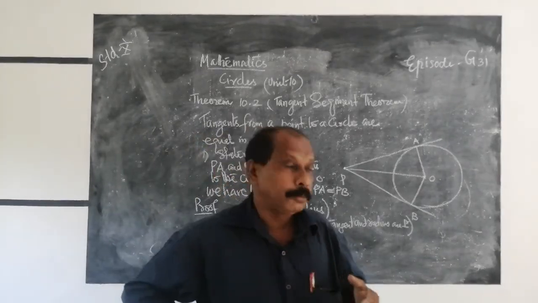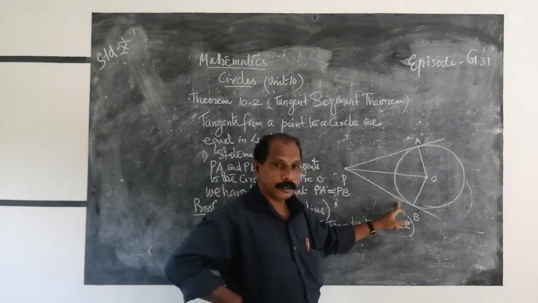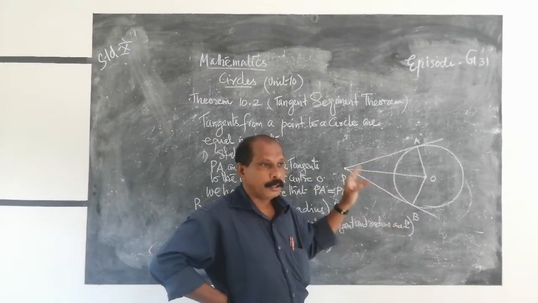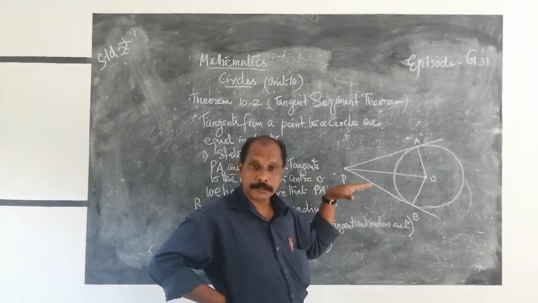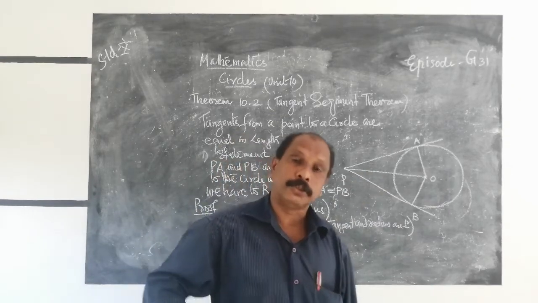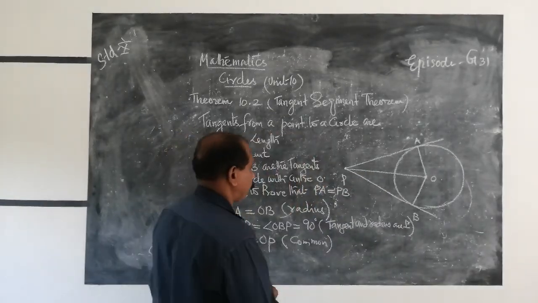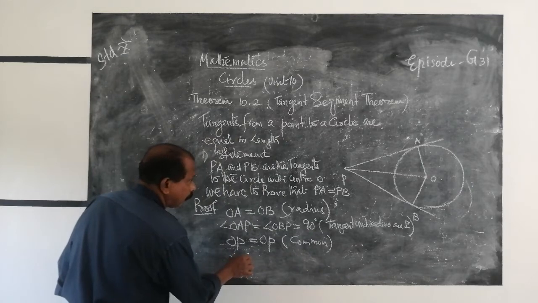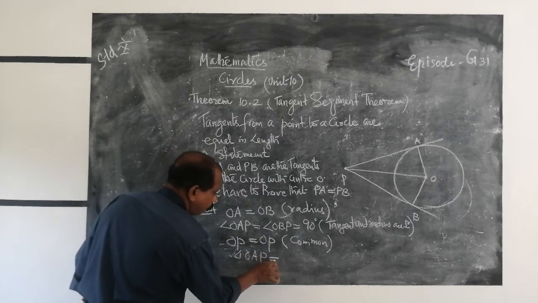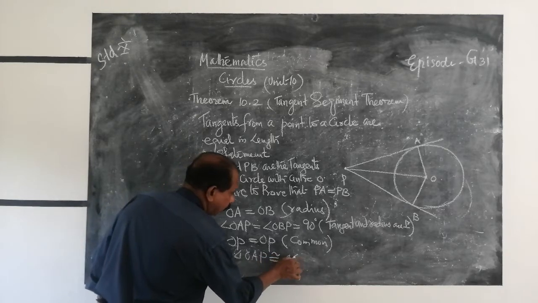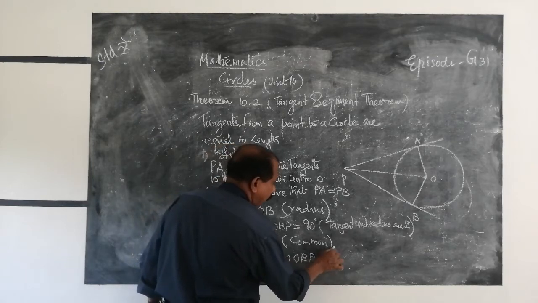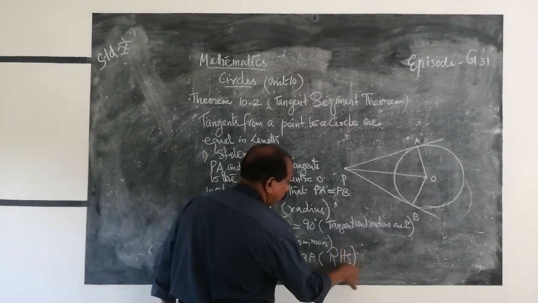They are congruent. That means these two triangles are right angle triangles. The angles A and B are equal to 90 degrees. OP is the hypotenuse, they are the same, therefore they are equal. OA and OB are the radius segments, they are also equal. Therefore, triangle OAP is congruent to triangle OBP. What is the reason? RHS theorem for congruency.